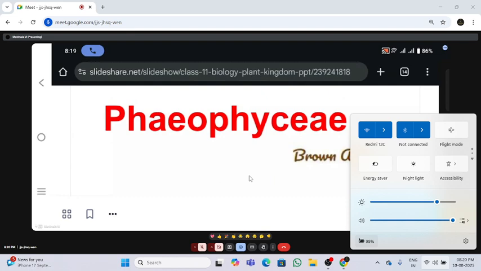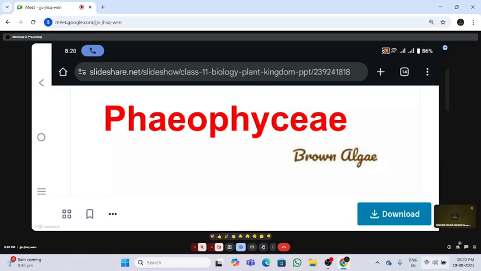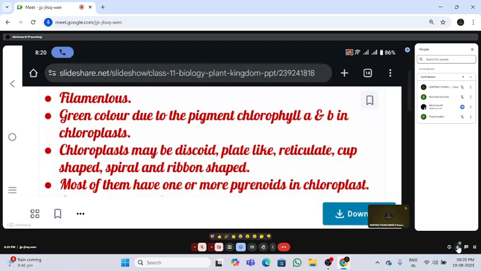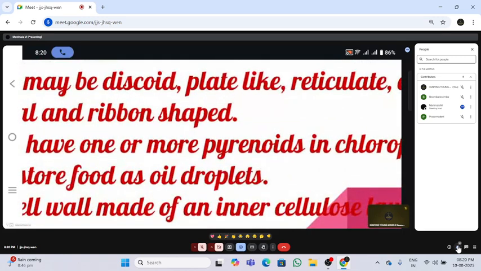Any doubt? Any doubt, amma? No, ma'am. Is it clear? Can you tell me what is pyrenoids? Can you tell me what is pyrenoids, Bhumika? In Chlorophyceae, I have told one of the important characters, pyrenoids. What is a pyrenoid?